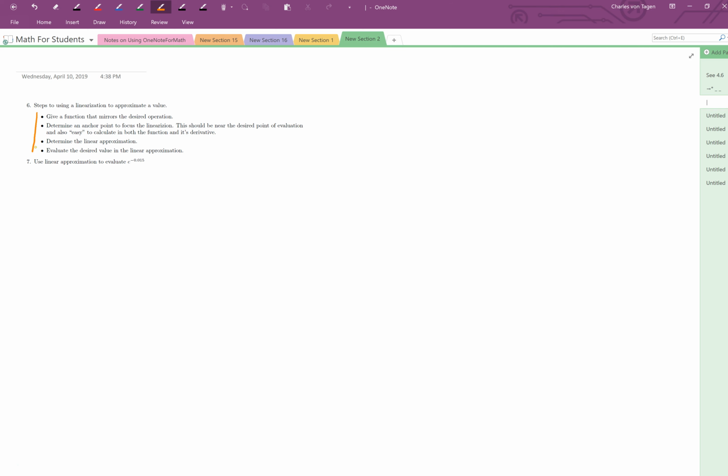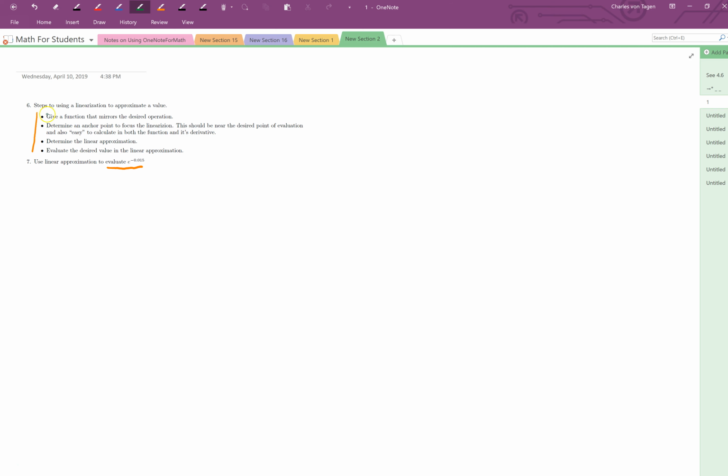Okay, so we're asked to use linear approximation to evaluate e to the negative 0.15. So we want to get a decimal approximation on this value, and we don't want to use this function. Remember, the beauty of this tangent line approximation, this linearization, is it enables us to get a solution that's very close to this without actually using the exponential function. Instead, we'll just be simply using multiplication and addition by computing points on the tangent line.